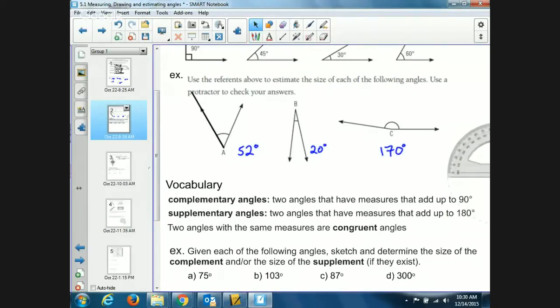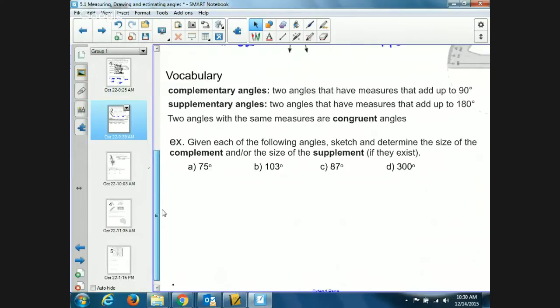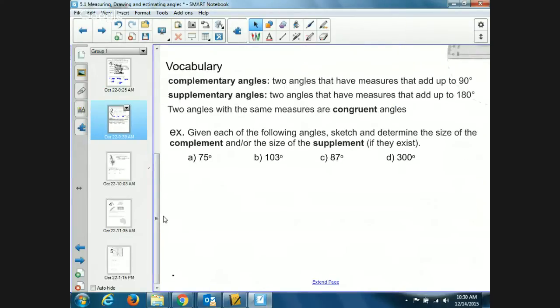Now some more vocabulary. Know these words. Complement. Complementary angles are two angles whose measures add up to 90. 45 plus 45 is 90, so those are two complementary angles. 60 and 30 are complementary angles.